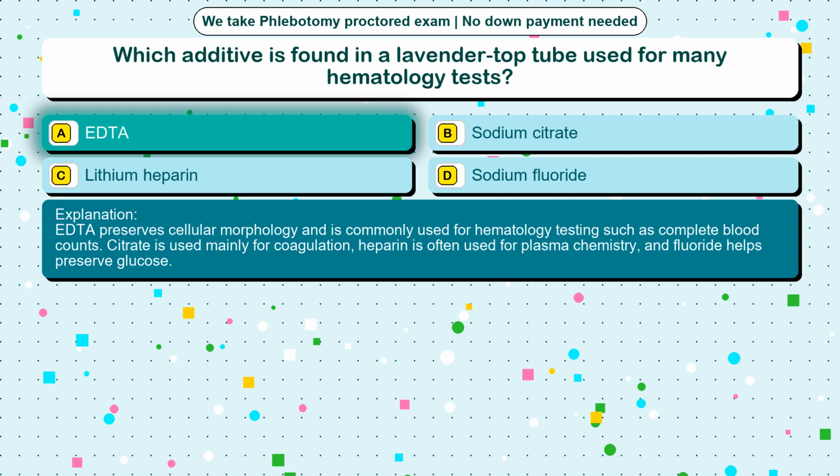Citrate is used mainly for coagulation, heparin is often used for plasma chemistry, and fluoride helps preserve glucose.